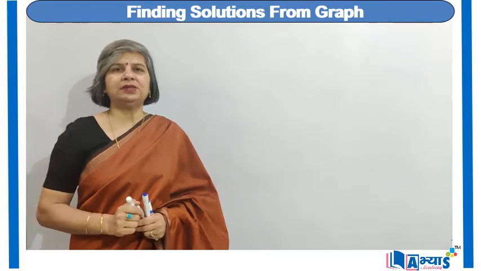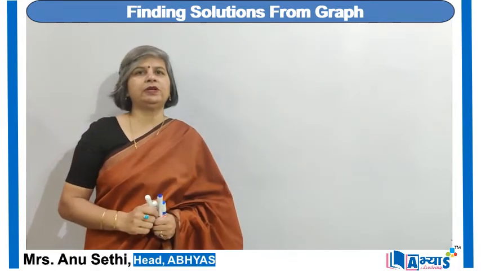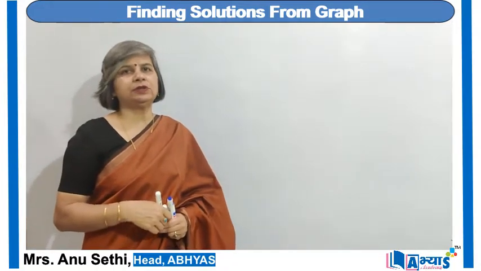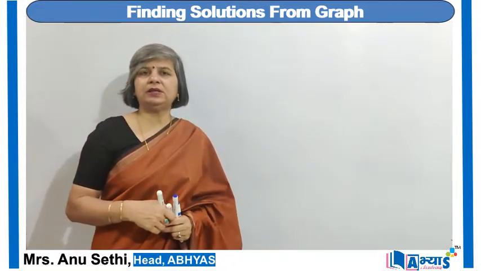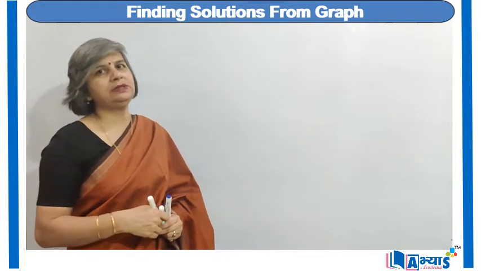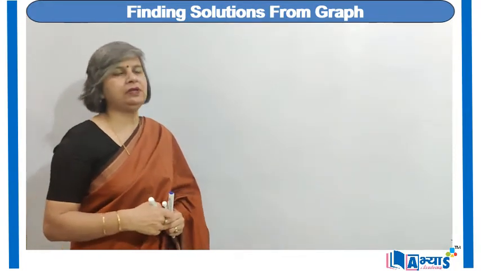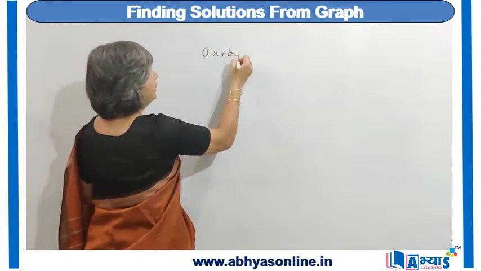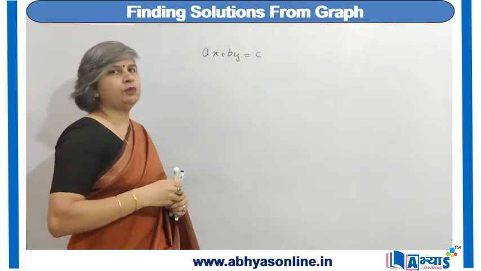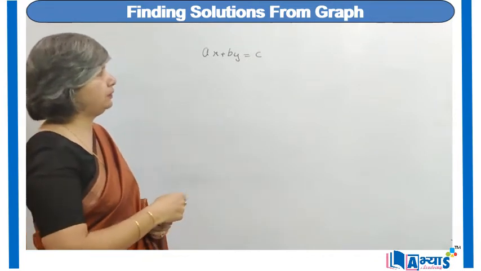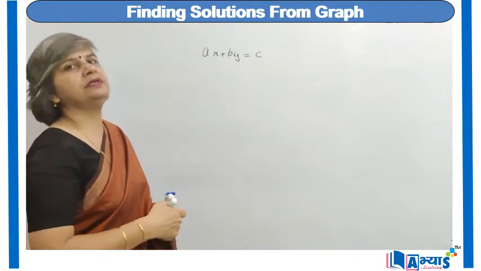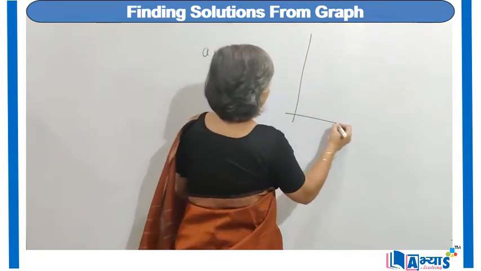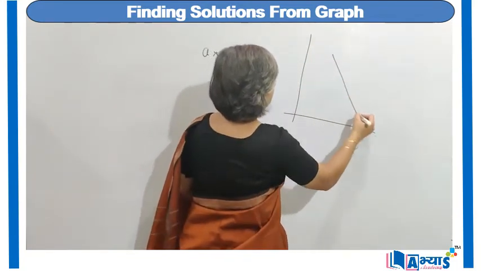Now let us discuss the concept of finding the solution of an equation from the graph. That means we have represented the equation on a graph, and we know that as it is a linear equation, it will always represent a straight line. So whenever we have a linear equation, let the standard form of the equation be ax plus by is equal to c, and if we plot this equation on the graph, it will always represent a straight line, because we know that a linear equation when plotted will result into a straight line.